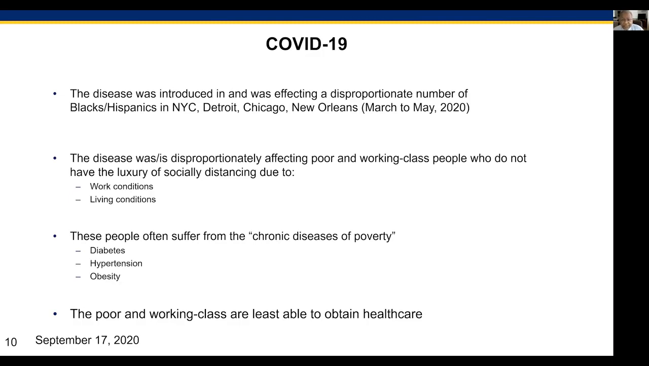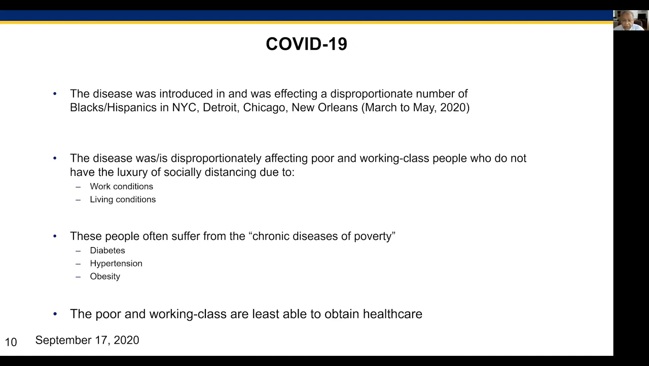The disease was first introduced in the United States, affecting a number of large cities, New York City especially, Detroit, Chicago, New Orleans. The disease was and is disproportionately affecting poor and working class people who don't have the luxury of social distancing because of work conditions and living conditions, as Sir Michael pointed out. These people often suffer from the chronic diseases of poverty as well. They have higher rates of diabetes, hypertension, obesity, and one can also add cardiovascular disease and even cancer.